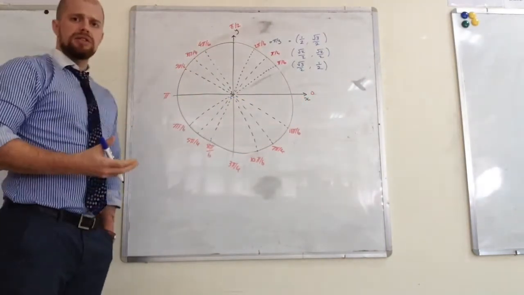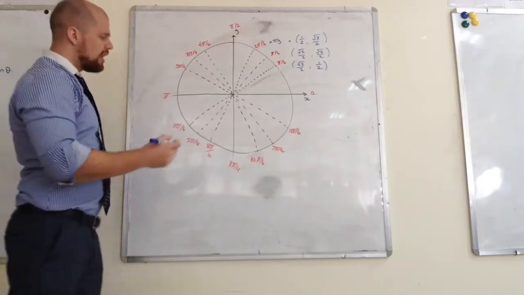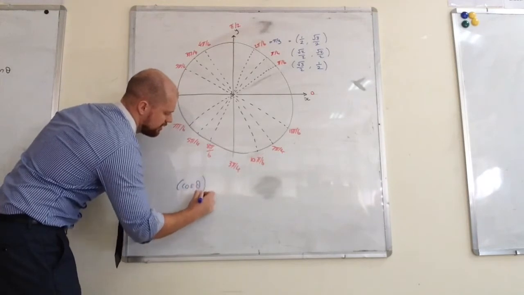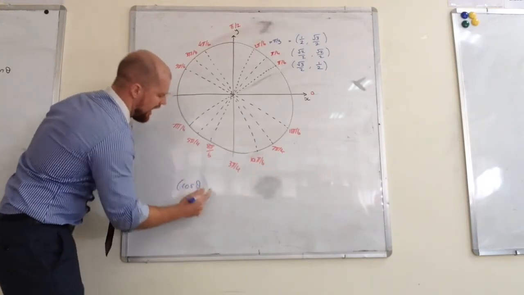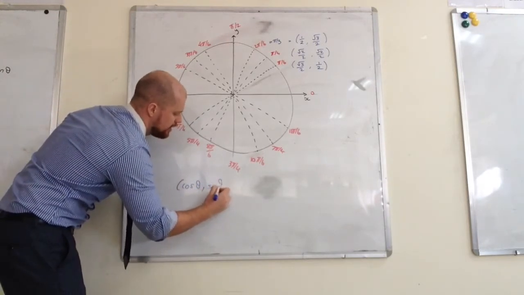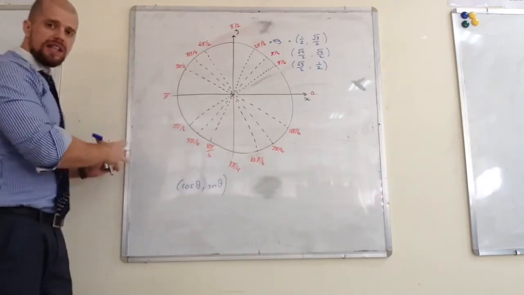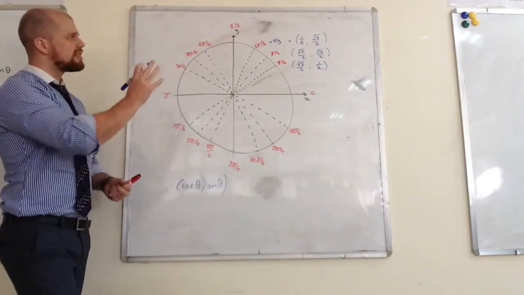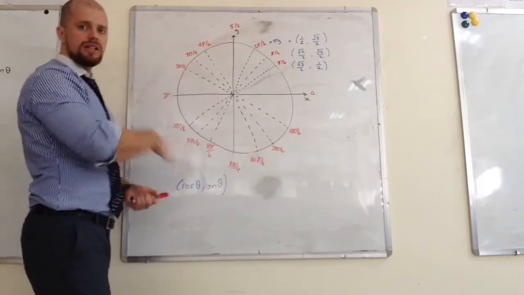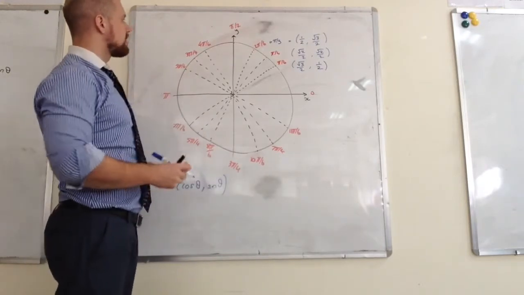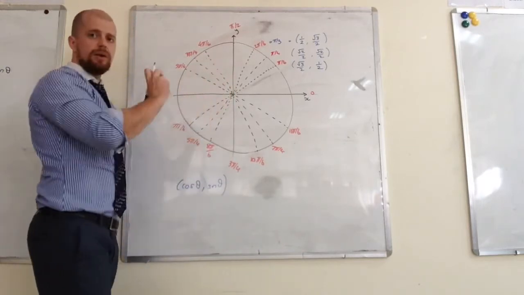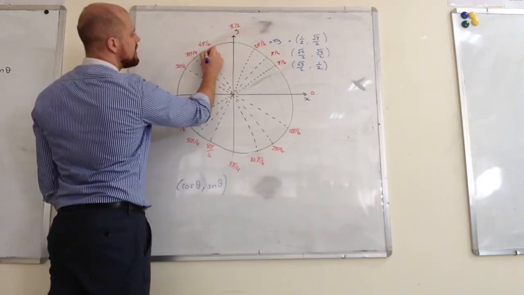So let's start putting on some more of the coordinates. The first thing to remember is that cos theta is the x, and sine theta is the y. So cos is the x, sine is the y. Now, we can use the symmetry of the unit circle to fill in the rest of the coordinates. I've drawn this by hand, so it doesn't necessarily work exactly right, but the idea is the same.